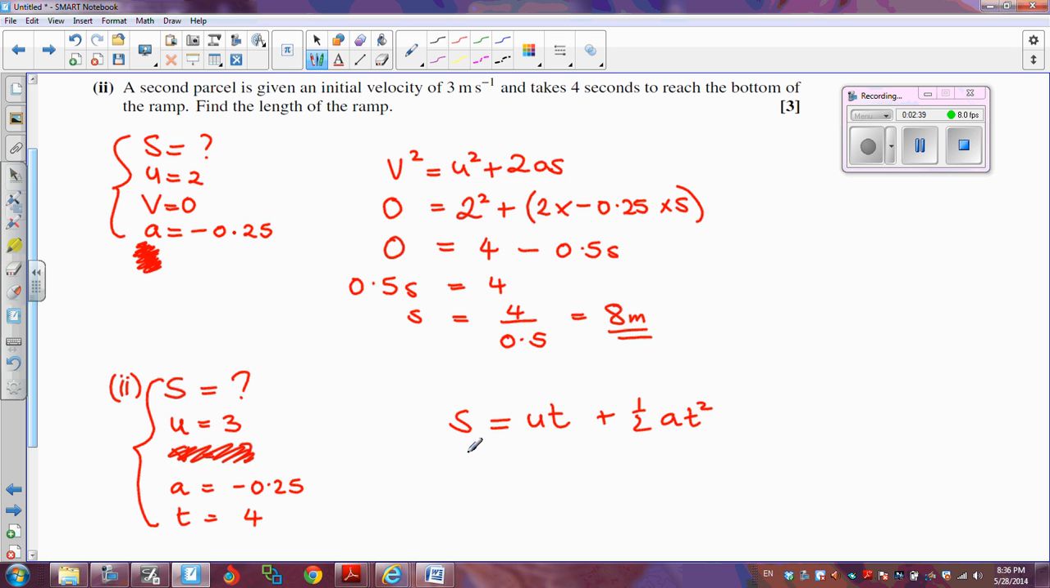So let's put in the information. s is going to equal u, well that's 3 times t, which is 4, so it's 3 times 4 plus, I'll put this in a bracket as well, half times a, well that's minus 0.25, times t squared, well that's going to be 4 squared, which is 16. So let's see what that comes out as. So s is going to be, well that's 12.